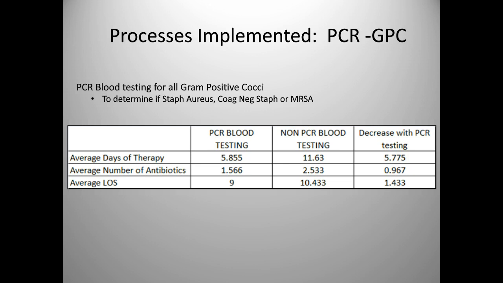After we implemented this PCR testing, we reduced our average days of antibiotic therapy by 5.775 days, and this is per patient. We also reduced the number of antibiotics that our patients were getting by nearly 1 antibiotic, and their length of stay for these patients was decreased by 1.433 days. This was a huge win for our antimicrobial stewardship team, to see that we are getting patients treated appropriately and out of the hospital quicker, and they're not getting all the antibiotics that put them at risk for having C. diff.